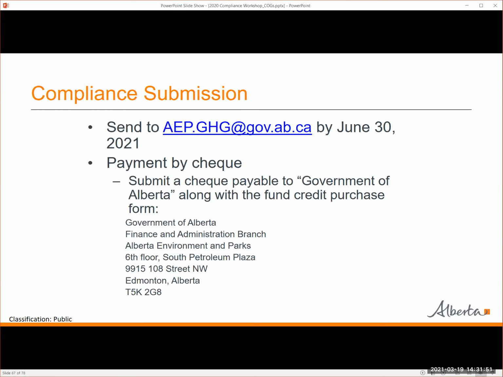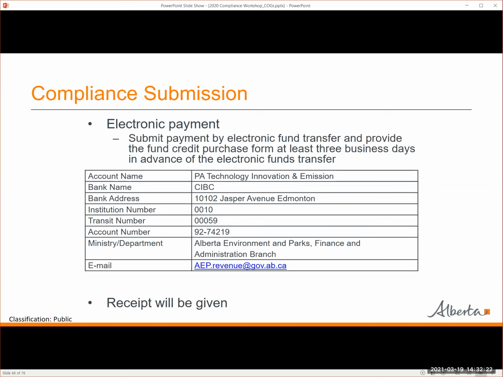Okay, thank you, Peter. So again, when you have your package verified and all the materials together, you can send that via email to our AEP GHG box. If you need to make a payment, that could be made by check to Government of Alberta at the address below, and this address is also in the compliance form, or it can be made through electronic transfer, and the details are given here. Our finance group will issue you a receipt for your payment, and they'll also send that receipt on to us for our records of having purchased that quantity of fund credits.